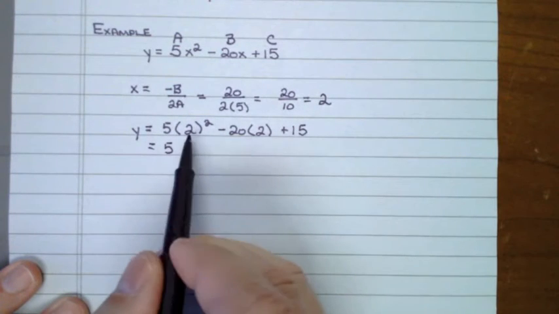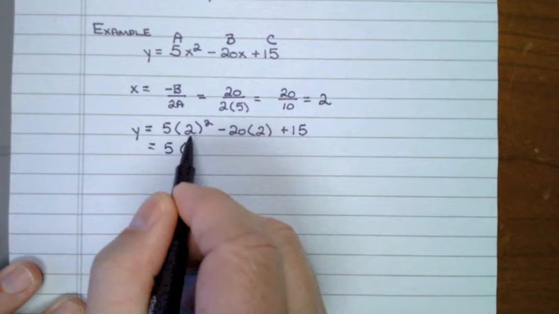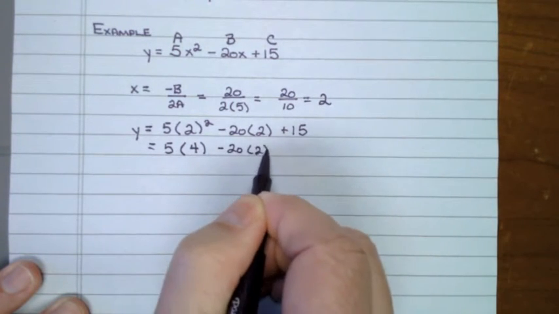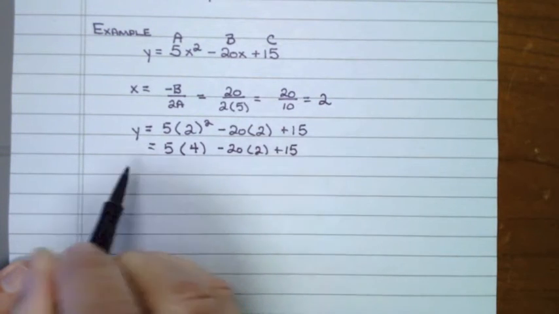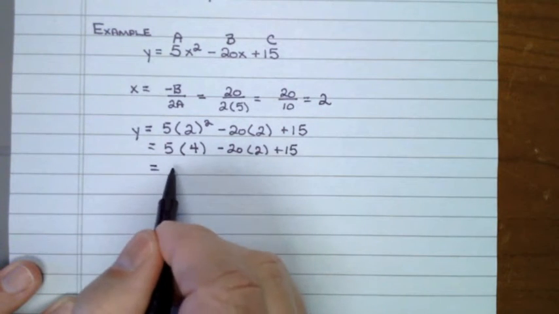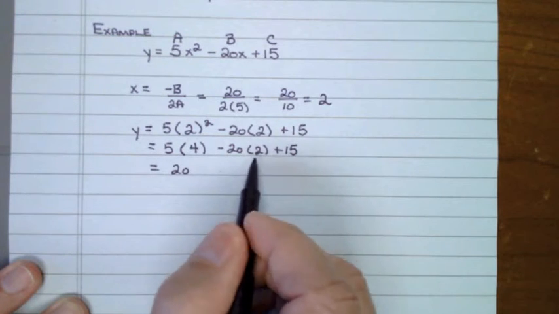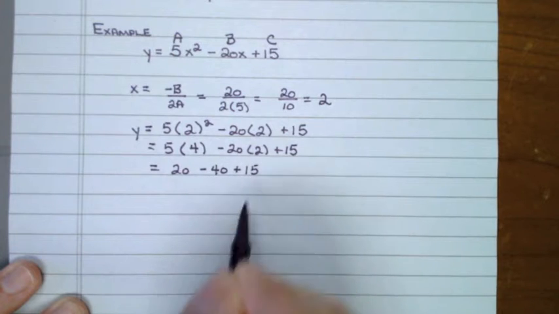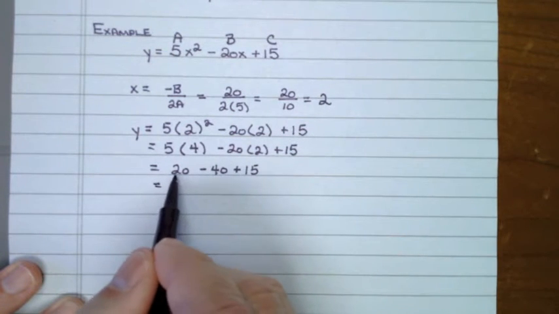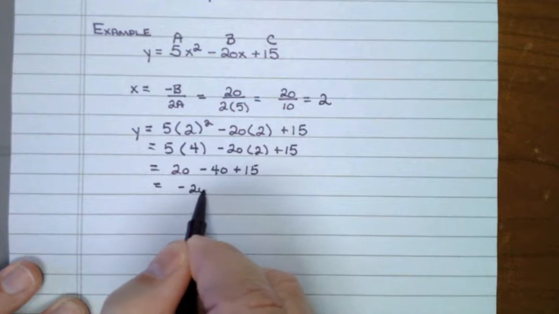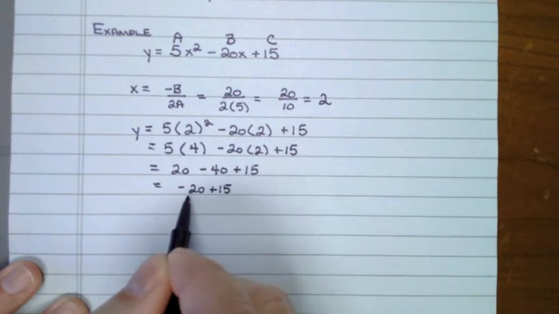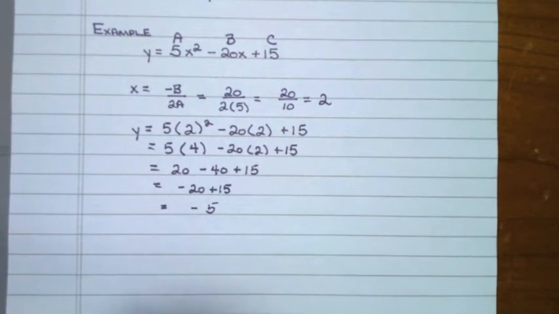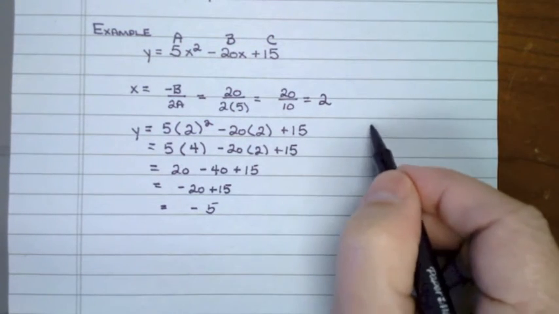I follow my order of operations, meaning I need to do my exponents first. 2 squared is 4. I multiply. 5 times 4 is 20. Negative 20 times 2 is negative 40 plus 15. 20 minus 40 is negative 20 plus 15, and negative 20 plus 15 is negative 5. So now I can write my vertex.